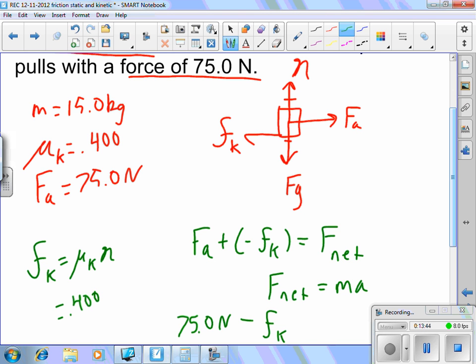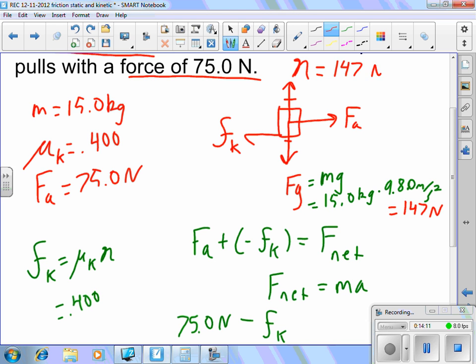So I somehow have to find that, but we do recall normal force is equal and opposite to gravity. So if I was to solve what is the force of gravity on this, which force of gravity is just mass times gravity, I could take my 15 kilograms times 9.8 meters per second squared and find that my force of gravity is 147 newtons. If the force of gravity is 147 and it's equal and opposite to the normal force, then 147 newtons must be the normal force as well.